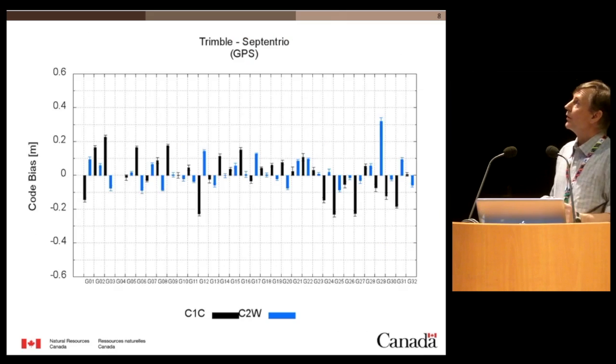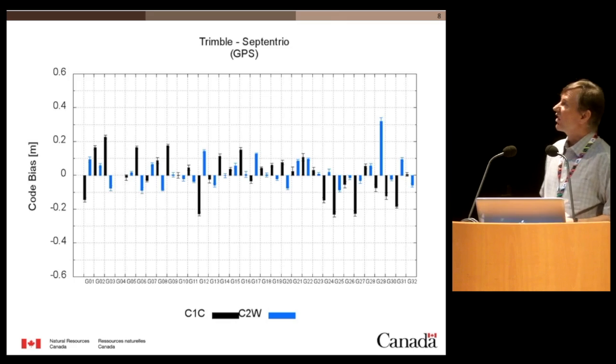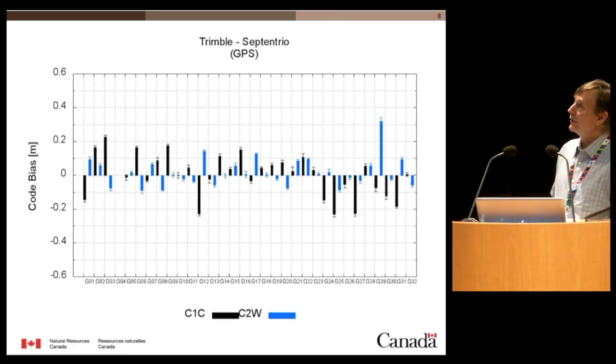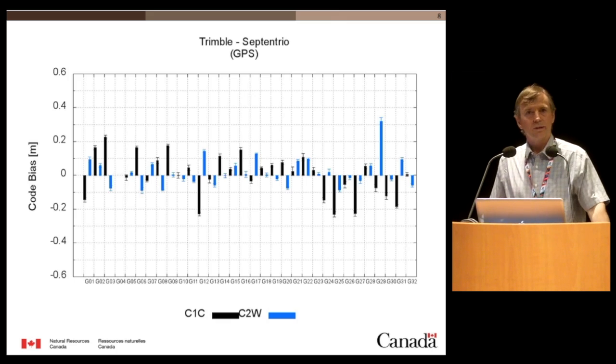So I thought we'd show one where we don't have such a good fit, which is the Trimble Septentrio. And you can see that the biases are large, up to 0.3 of a meter. And then, as I said, the standard deviation over the week of averages is shown by the little arrow bars at the end of the bars. So we had a very good fit over the week.